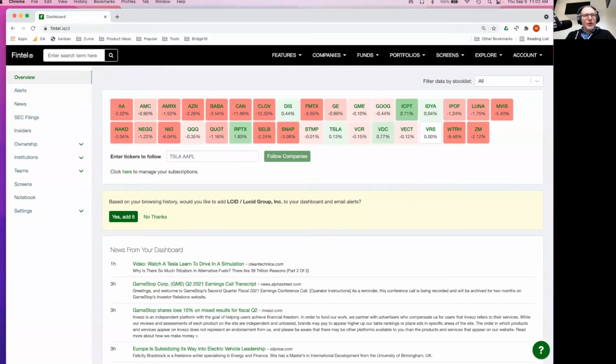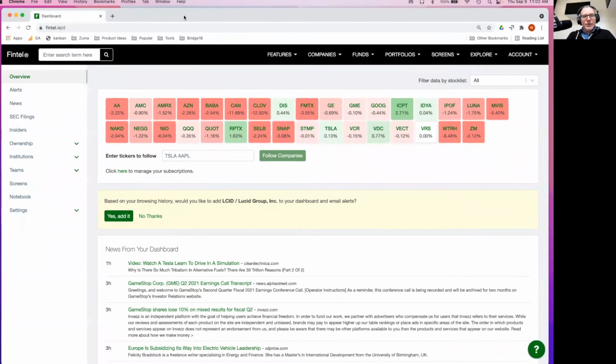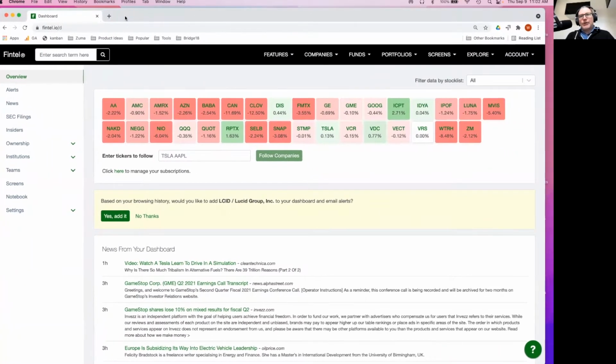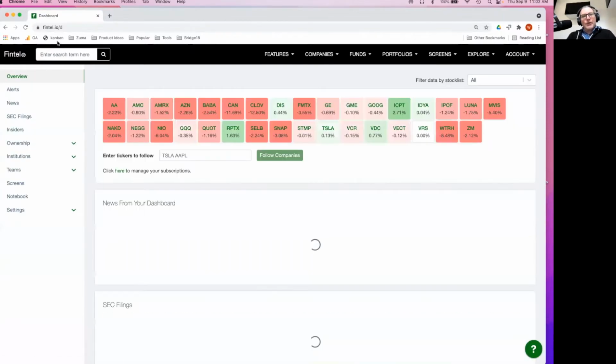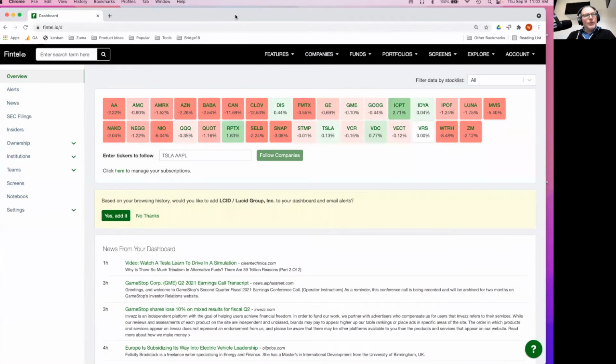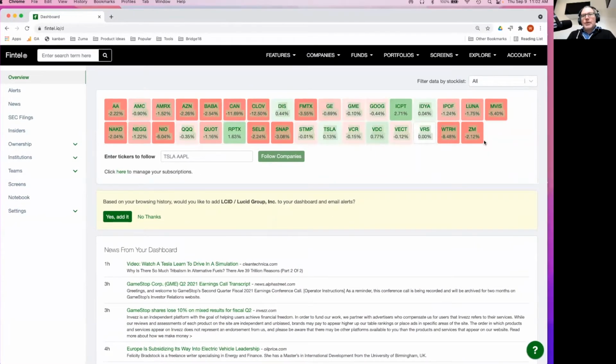What you see here is my Fintel dashboard. And as I always try to say, don't take the existence of a ticker in my dashboard as being a recommendation or a non-recommendation. I just follow a bunch of stuff. I don't always invest in any of these, but I do try to keep track of stocks. You're going to see a bunch of stuff in here, and it changes all the time.